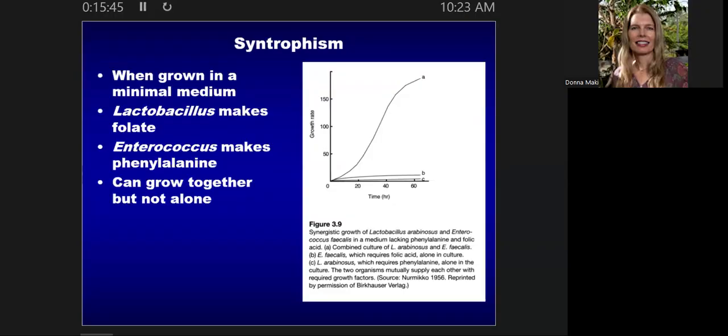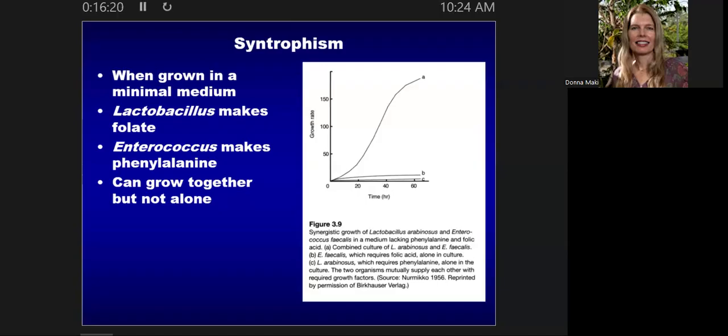So here they have line graphs of the growth of A, B, C. So B and C are the lactobacillus and the enterococcus grown all by themselves in minimal media. So minimal media means you just provide the bare basics, nothing complex. You don't throw in any complex media. It's all defined and very minimal. And so A or B and C is showing if you grow lactobacillus and enterococcus all by themselves, they don't do well in a minimal media.